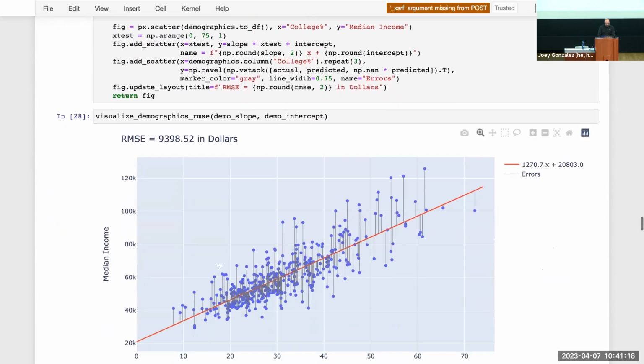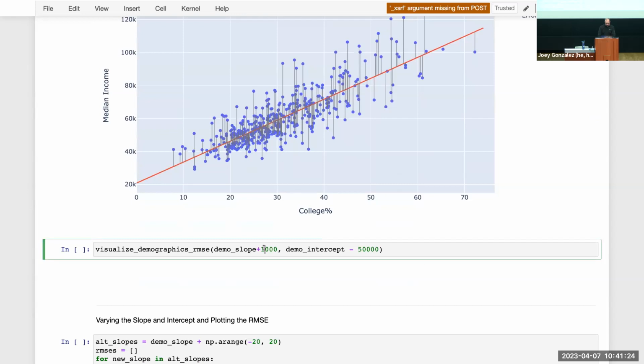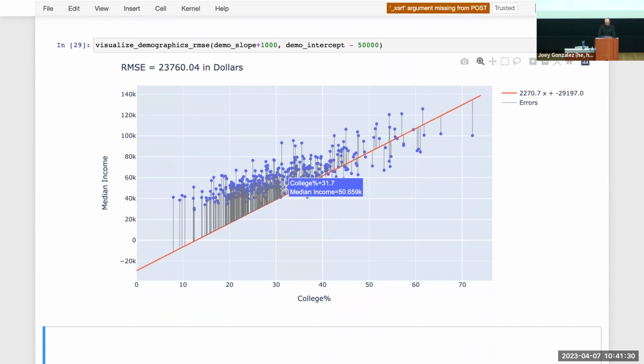Okay, so here's my original line, $9,398. Here's if I decide, let's make the slope 1,000 bigger, make the intercept 50,000 smaller. Here's another line. All these errors, lots of errors. So each invocation of this RMSE function I built with a slope and intercept will give me a different line and a different error value.